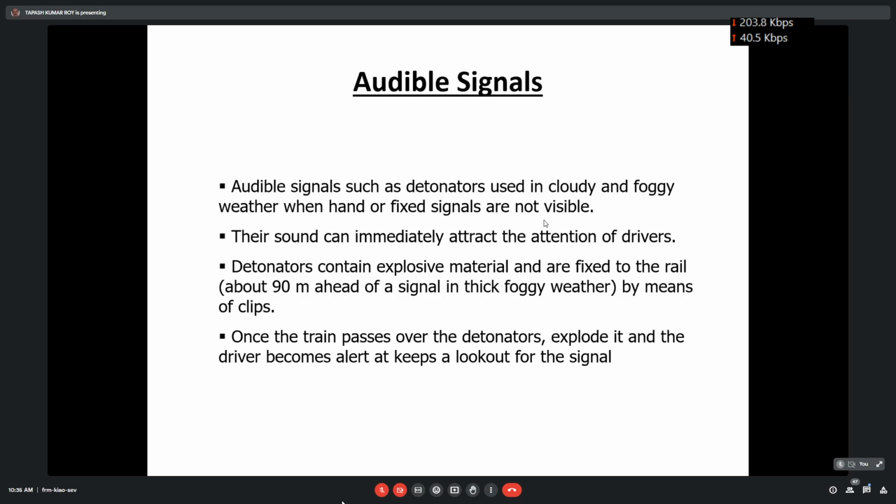So the driver will become cautious. Yes, in front of me there will be a signal, and what type of signal? Then he will try to find it out, because from very close the signal will be visible. That is why this type of audible signal is used when it is highly cloudy or foggy, as the signal is not visible from far away.